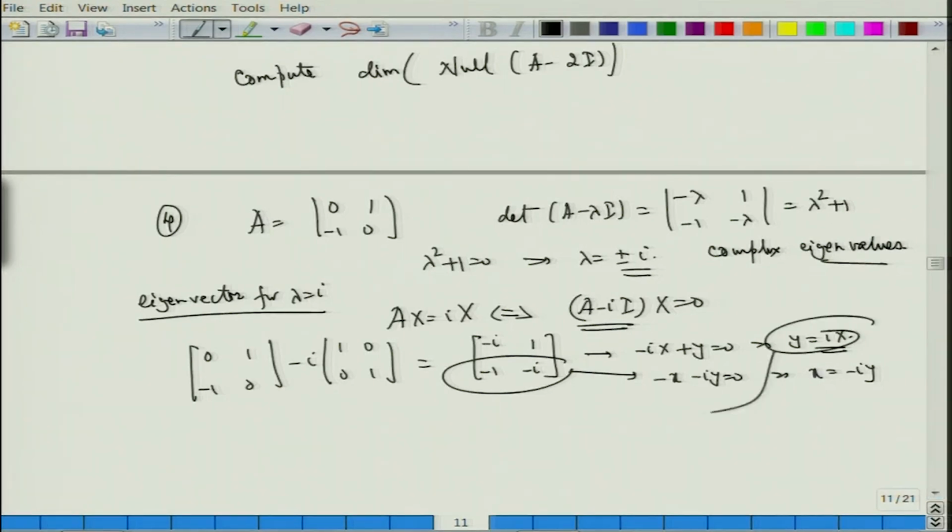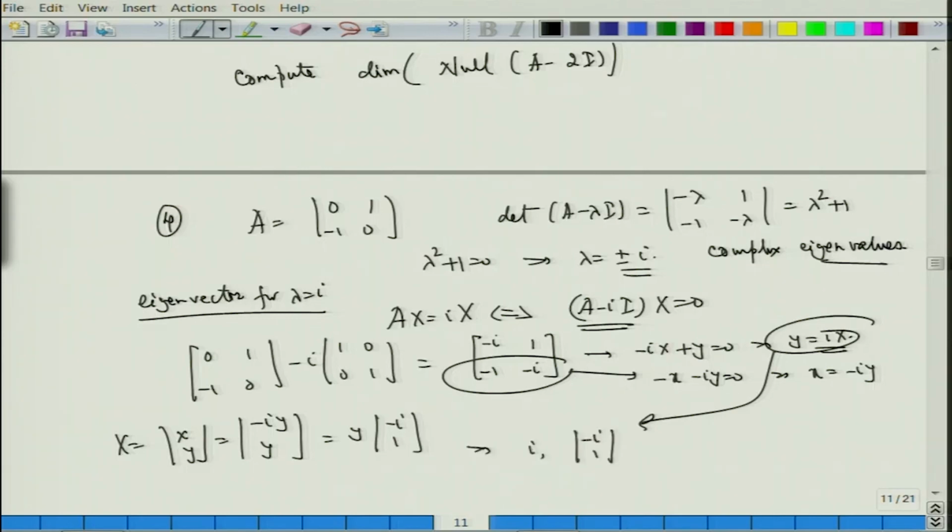So if I use this part, and just multiply with minus i, I will get back the old one. So you are looking at x, y, which is the same as minus iy and y, the other way, which is the same as y times minus i comma 1. So this implies that i and minus i comma 1 is an eigenpair. Let me check whether I have done it correctly or not, because I am good at mistakes.